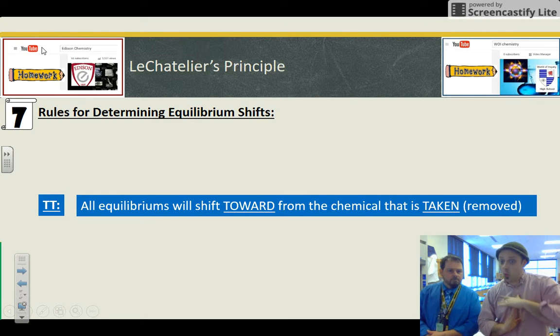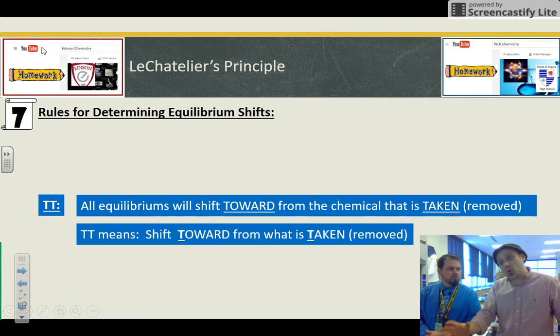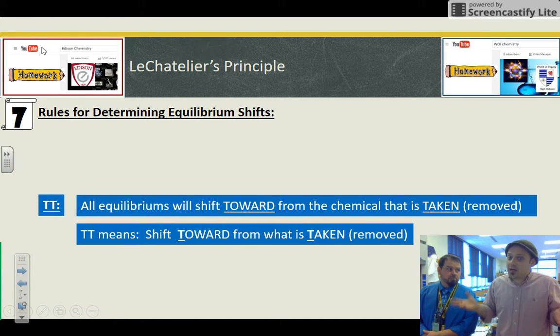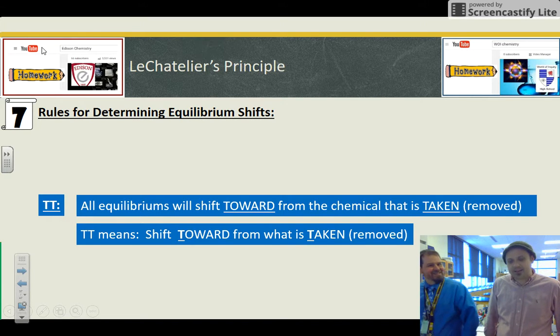TT: toward whatever we take. If I remove something, the reaction equilibrium is going to shift to replace what you took away. That is why we say toward what is taken. If you take a reactant, it shifts backwards towards the reactants to replace what got taken away. And if you take one of the products because you like that product you're making, you can force the reaction to make more product. It's sweet. Isn't that how that works?